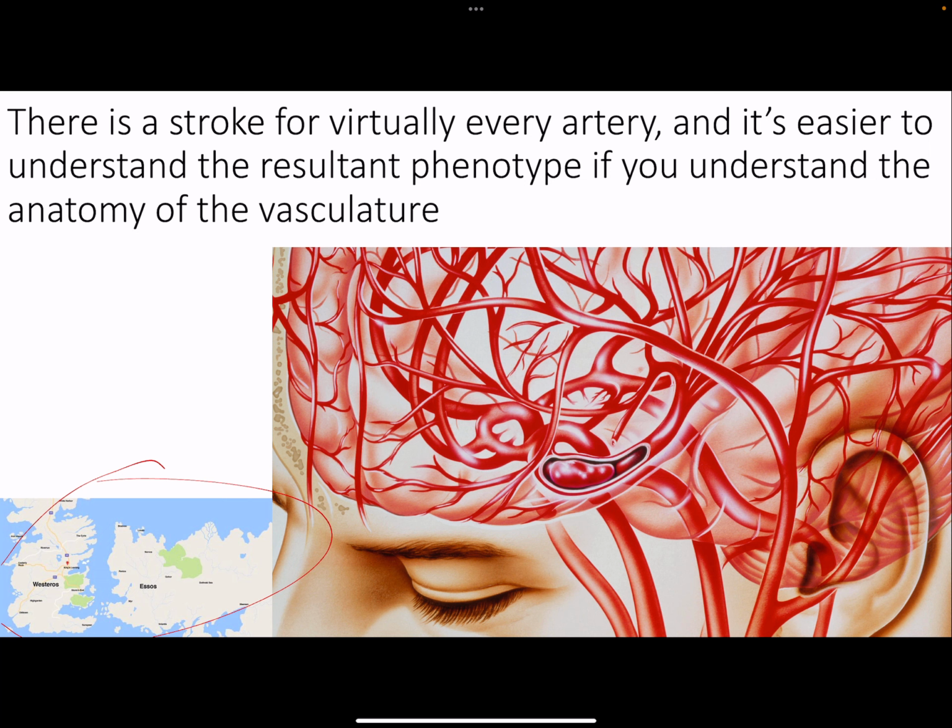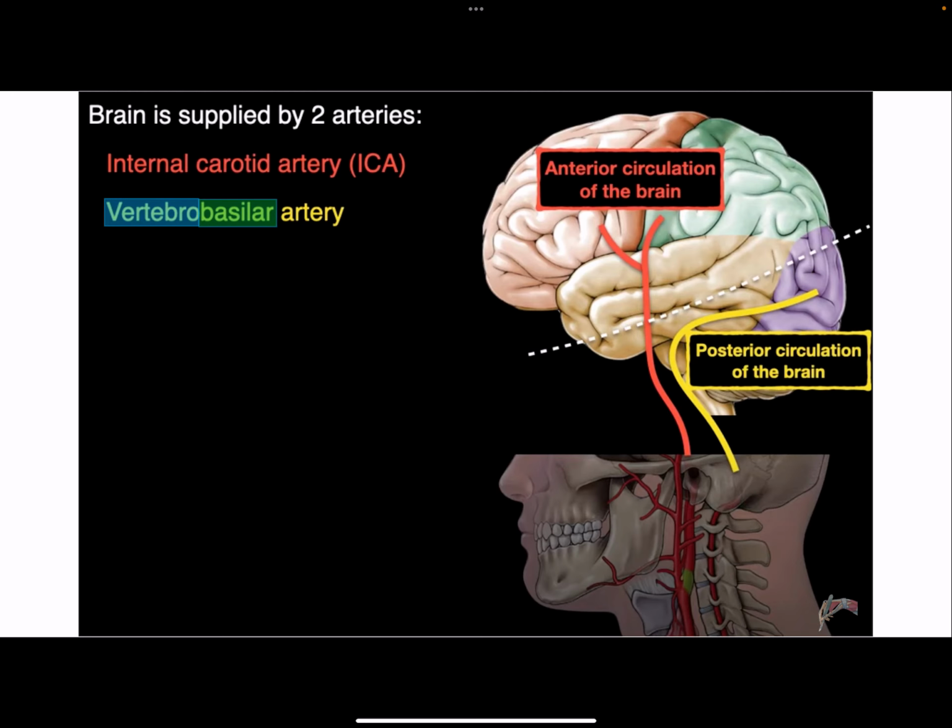Same thing with strokes. If you know where the arteries are, it's easier to figure out the immediate proximity of what's going to be affected. So without further ado, let's get into it.